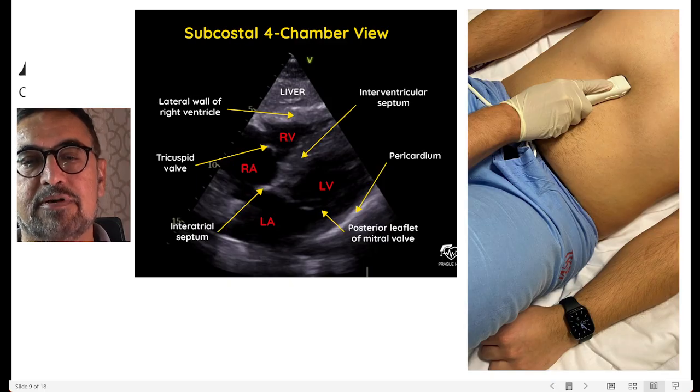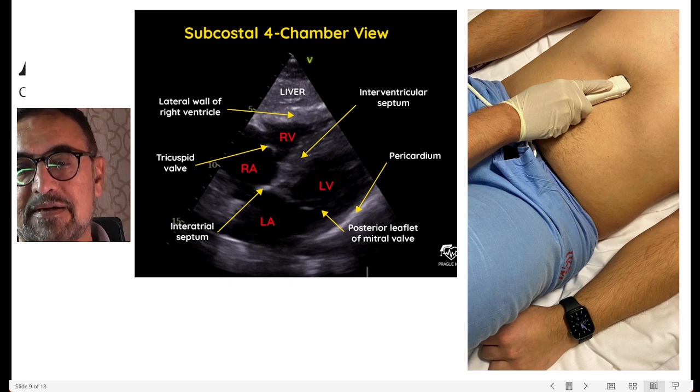This is a very important view for assessing the interatrial and interventricular septa, especially if the quality is poor in other views. It is also one of the best bedside views for identifying pericardial effusion, which appears as a separation between the pericardium and epicardium.